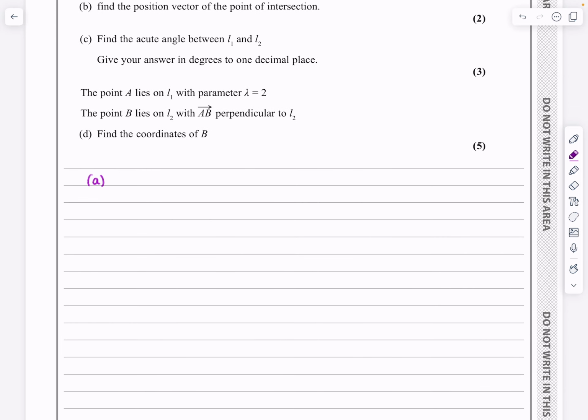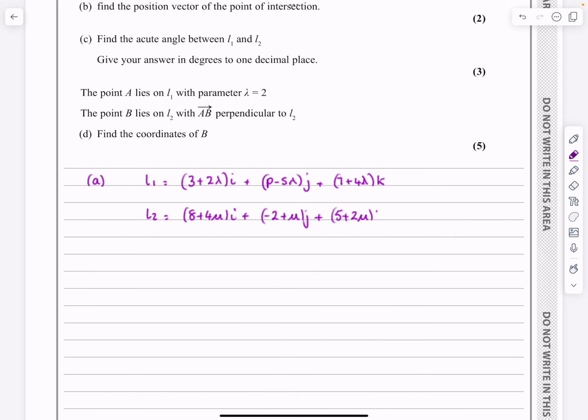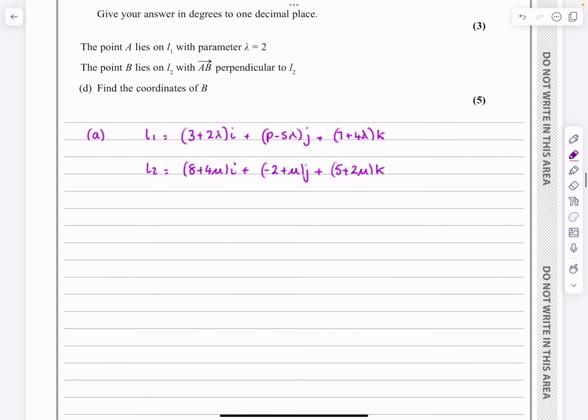So we've got that the line L1, I'm just going to write it in a slightly easier way, is 3 plus 2 lambda I plus P minus 5 lambda J plus 7 plus 4 lambda K. Just makes it easier to do the next part if I've got L1 written like that. And similarly with L2, I'm going to call that 8 plus 4 mu I, minus 2 plus mu J. It doesn't matter which way around you write it, personal preference really. And then 5 plus 2 mu K.